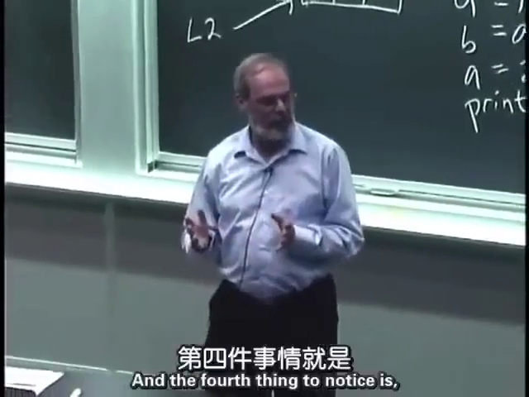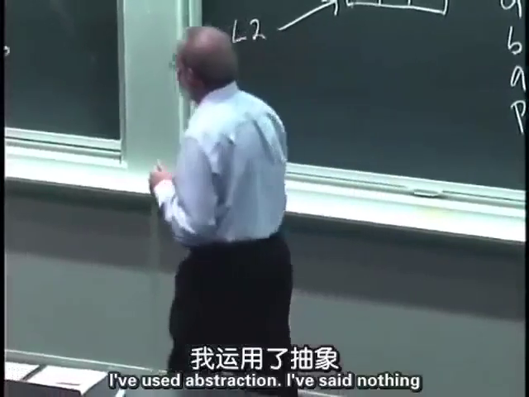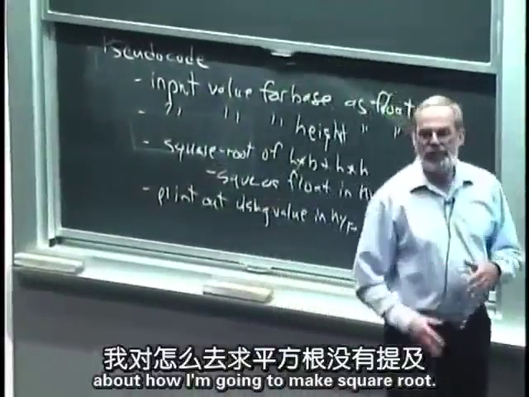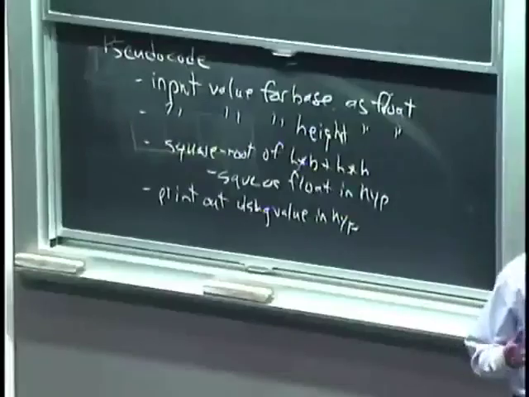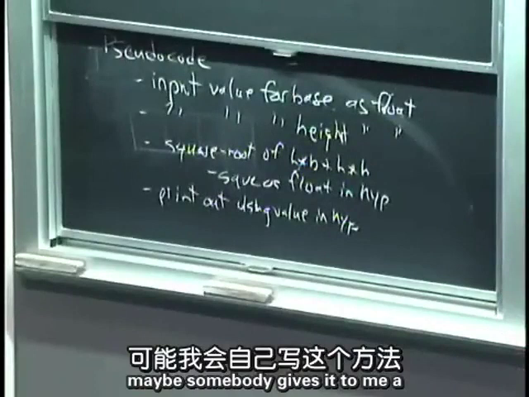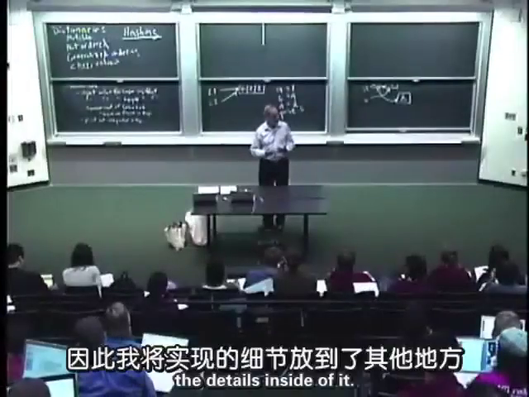And the fourth thing to notice is I've used abstraction. I've said nothing about how I'm going to make square root. I'm using it as an abstraction, saying I'm going to have square root from somewhere. Maybe I'll build it myself. Maybe somebody gives it to me as part of a library. So I'm burying the details inside of it.